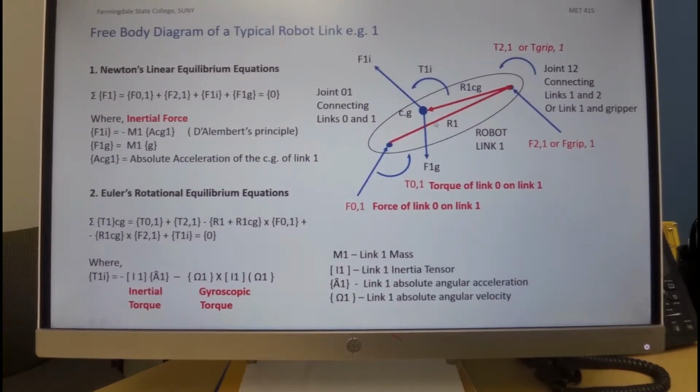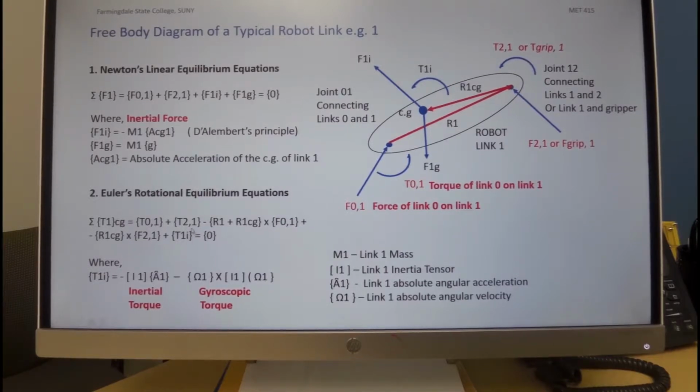Similarly, we have a vector from the CG to the point of application of this force, and this is minus R1CG. So that's why we have a minus sign here. Very important to remember that. And we have to cross it with this force. And finally, we have the inertial torque that has to all sum up to 0.